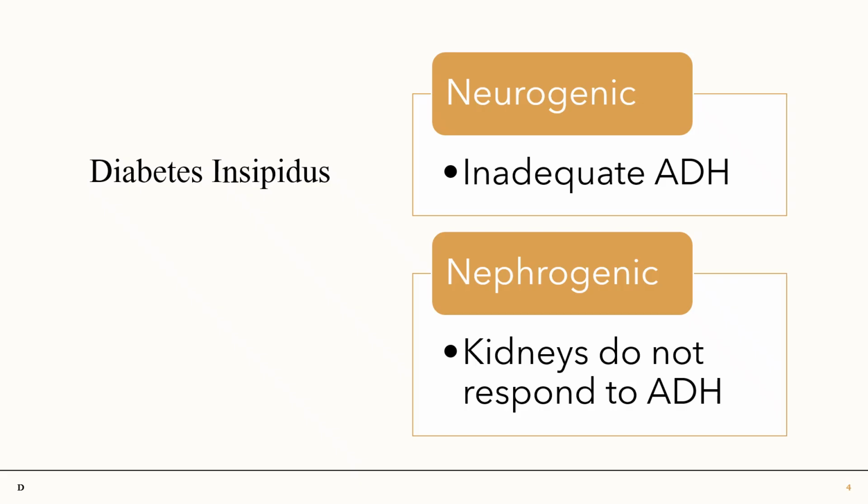Neurogenic diabetes insipidus occurs when the body does not produce or release enough ADH, often due to damage to the hypothalamus or pituitary gland from head injury, surgery, or trauma. Nephrogenic diabetes insipidus occurs when the kidneys do not respond to ADH. This can be inherited or caused by kidney damage or from certain medications like lithium.